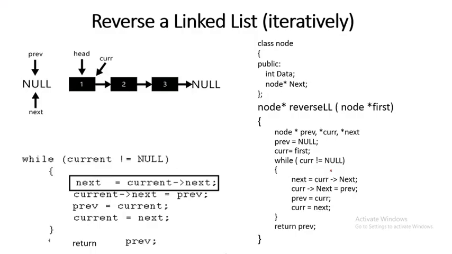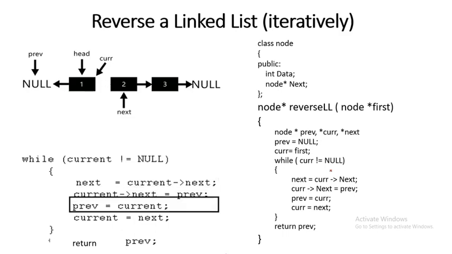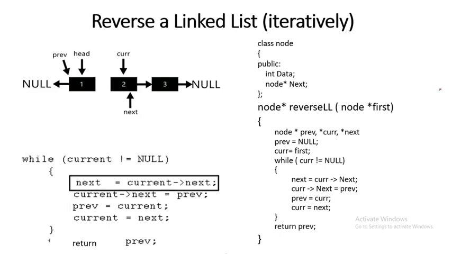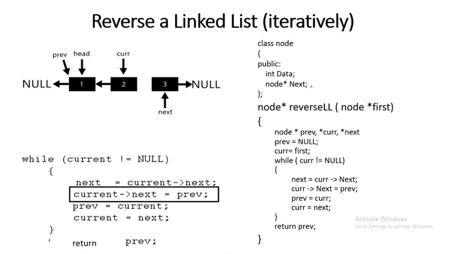Today we are going to see how to reverse a linked list. A linked list can be reversed in two ways. One is recursively and the other is non-recursively. So today we will see the non-recursive method, that is the iterative method, to reverse the given linked list.